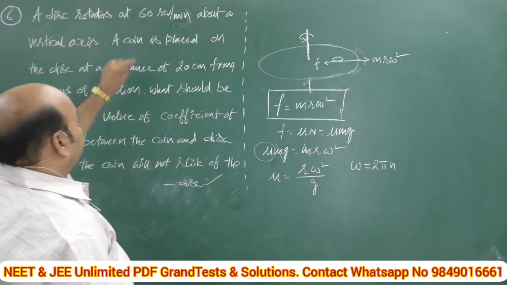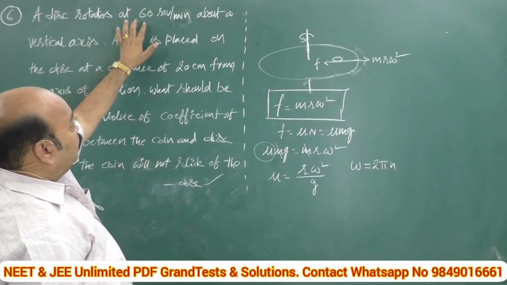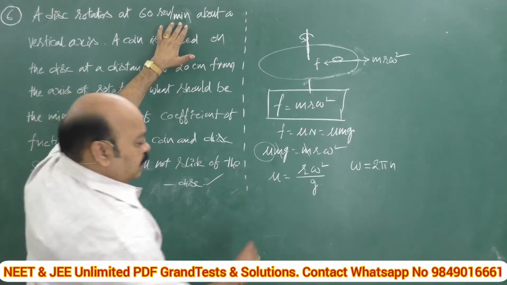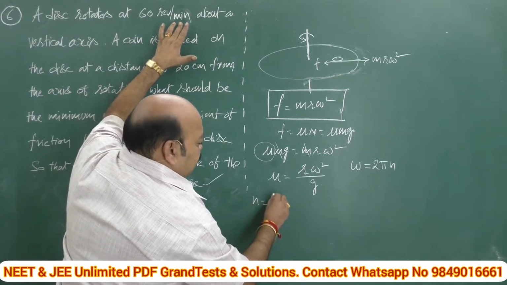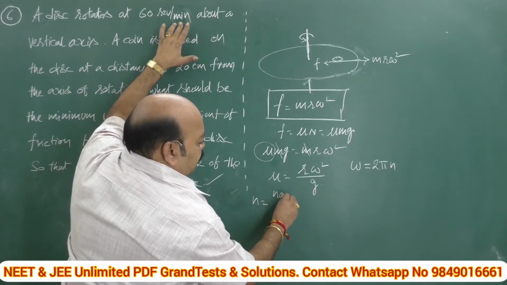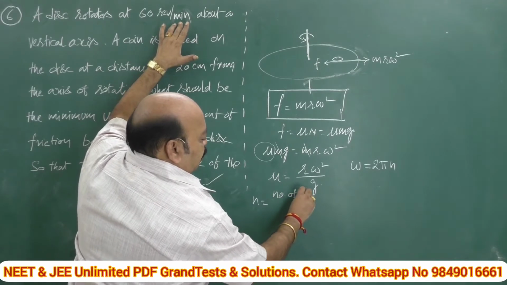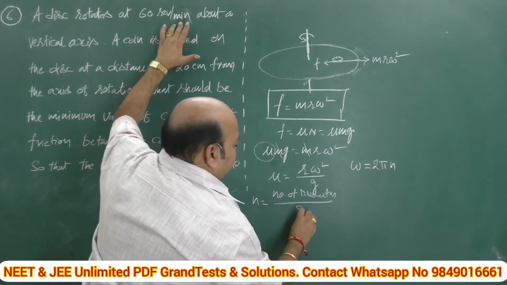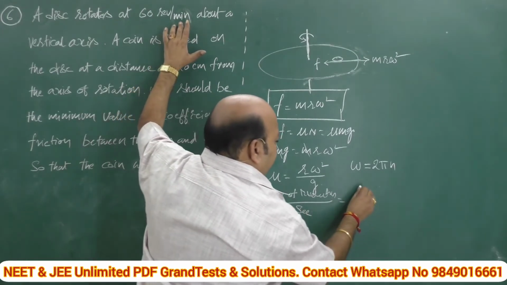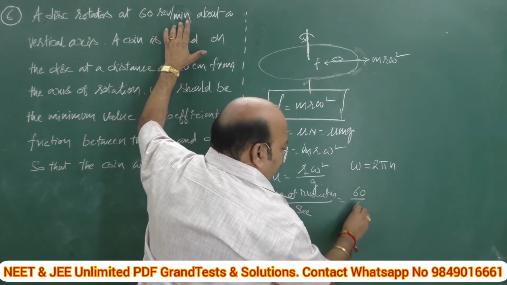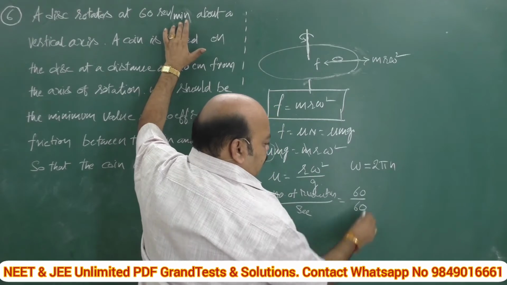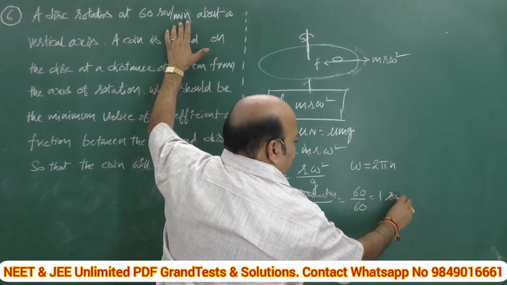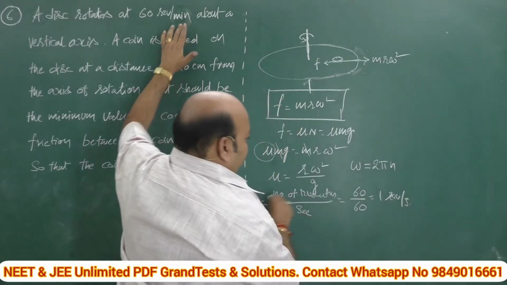Now let us go to the problem. Here how many rotations is it making? 60 revolutions in 1 minute. Then what is meant by n? n is nothing but number of revolutions per second. It is making 60 in 1 minute. 1 minute is nothing but 60 seconds. So simply speaking, it is doing 1 revolution per second. n value is this one.